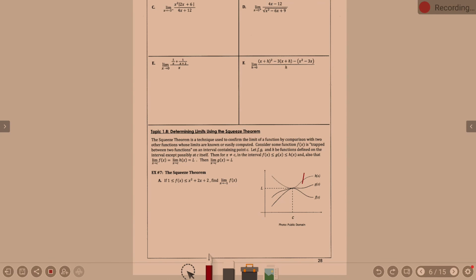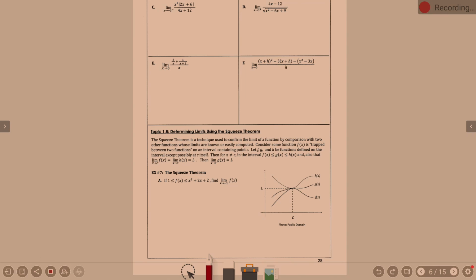Squeeze theorem. The squeeze theorem, okay, that's one of our theorems in calculus. We have a lot of theorems, okay? Squeeze theorem is a technique used to confirm the limit of a function by comparison with two other functions whose limits are known or easily computed. Consider some function f of x is trapped between two functions on an interval containing a point. And so the idea is that if there is a function that goes between two functions at a point, and we know the limit of the other two functions, then we know the limit of that third function if they're right there in between.